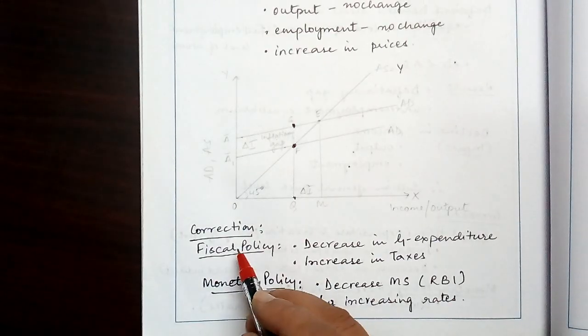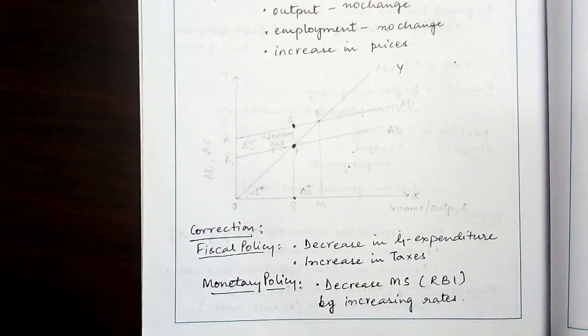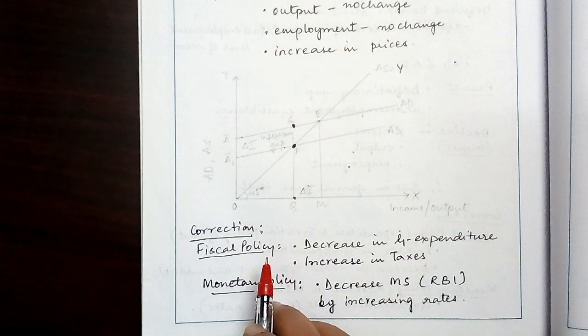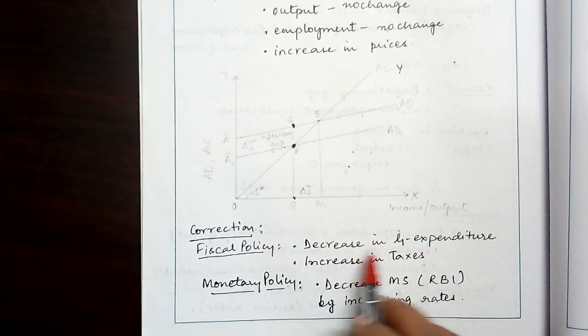Then how do we correct the situation of excess demand and the inflationary gap? This can be done by the fiscal policy which is undertaken by the government. That is, the government would reduce its expenditure.